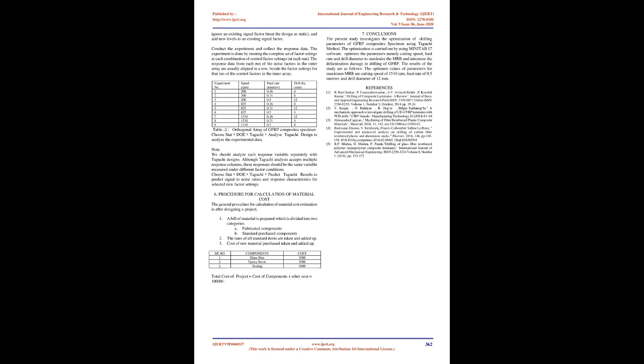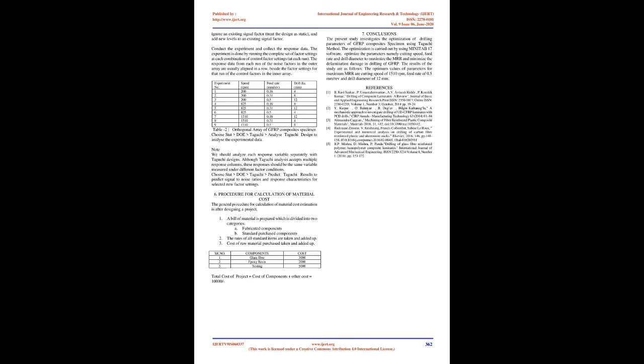6. Procedure for calculation of material cost. The general procedure for calculation of material cost estimation, after designing a project: 1. A bill of material is prepared, which is divided into 2 categories. A. Fabricated components. 7. Conclusions.